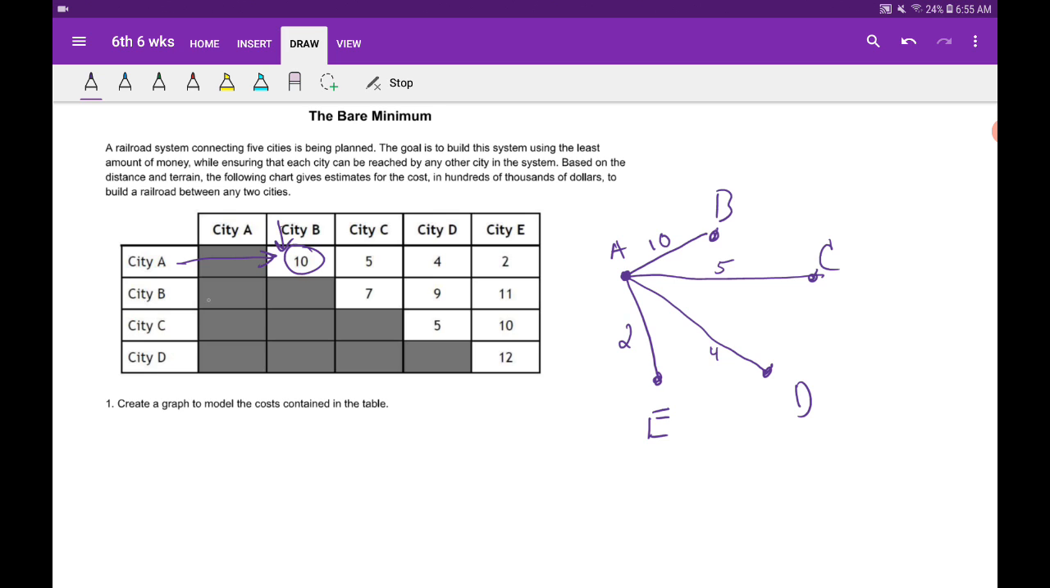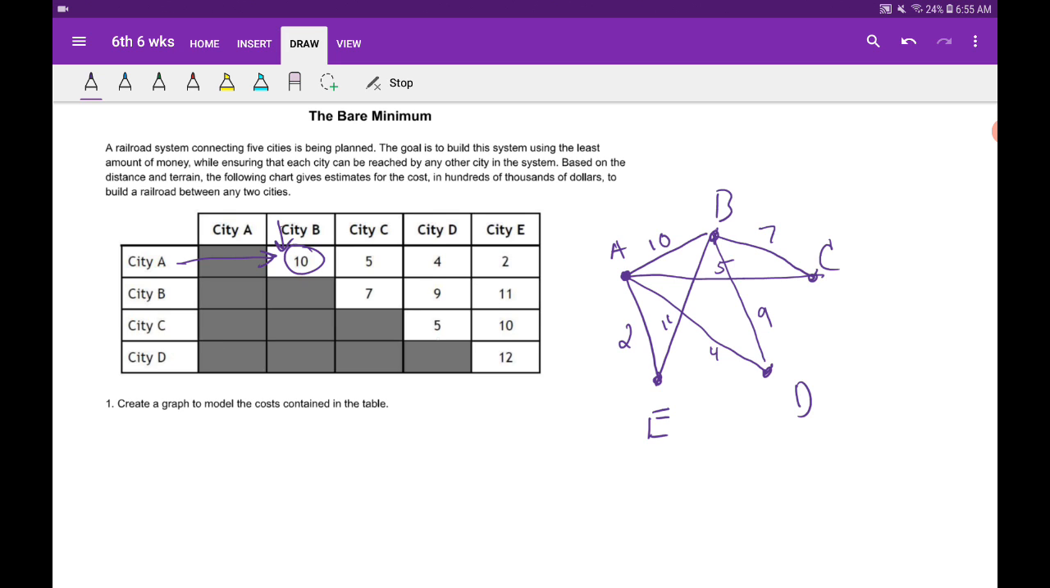I'm going to do the bottom one. So B to C would be 7, so I'll draw an edge there. B to C, that is 7. And then B to D would be 9, so I'm going to go across here. Would be 9. And then B to E would be 11.